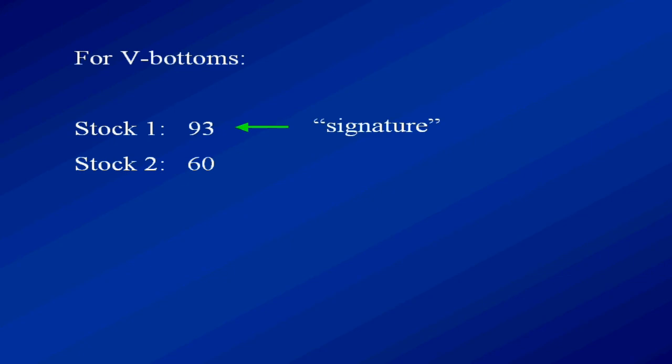This is very, very powerful because each stock is different. So for V-bottoms, in this example, stock 1 has a 93 rating, stock 2 has a 60 rating. Well, that sure helps the trading because you know which one is a better bet, you see. And hence, I would say that stock 1's signature is V-bottom. And that's how we come up with a signature. Each stock has a unique signature, and I'm telling you right now, you cannot get any more accurate and powerful than this.